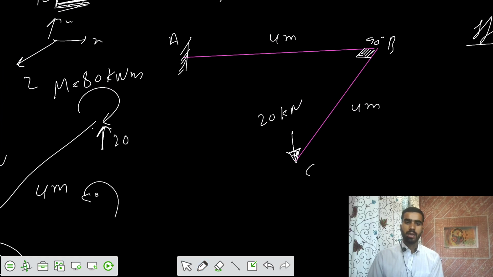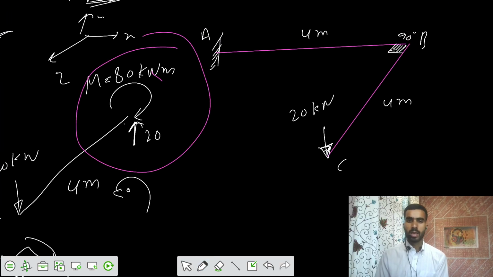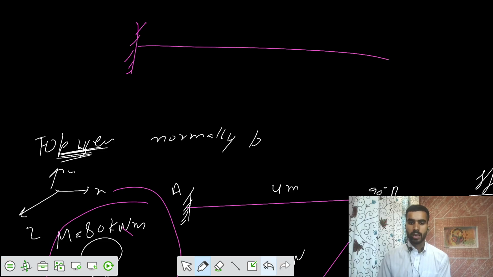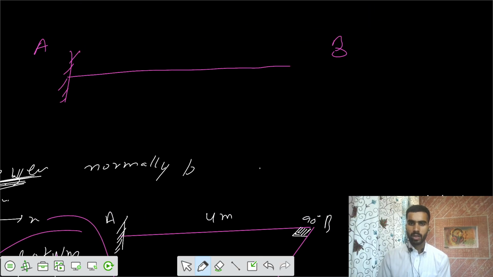Now for the second case, the internal forces get transferred here. These two get transferred to the part AB. So let's take that AB. These reactions would get transferred. There's a 20 upwards, which means in this part there would be a 20 downwards.